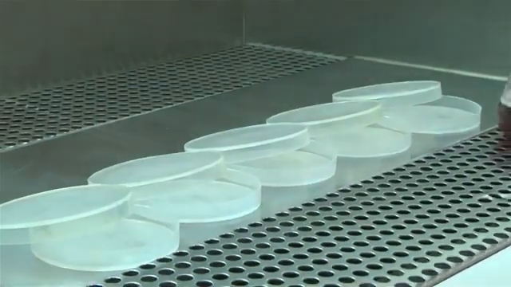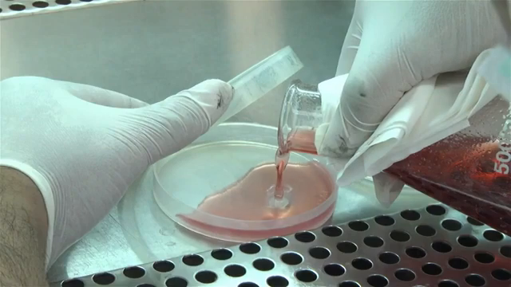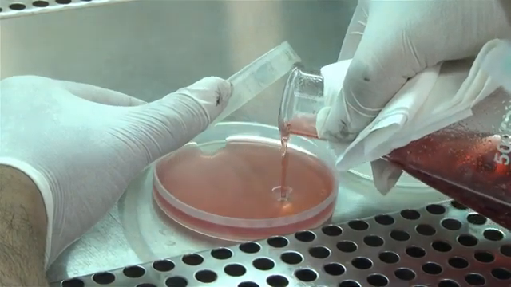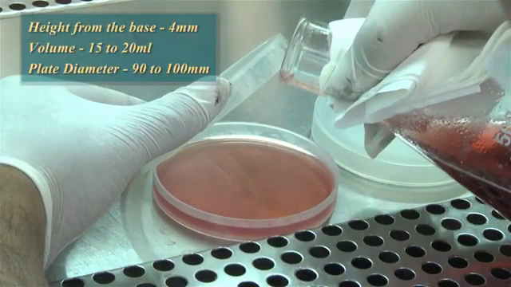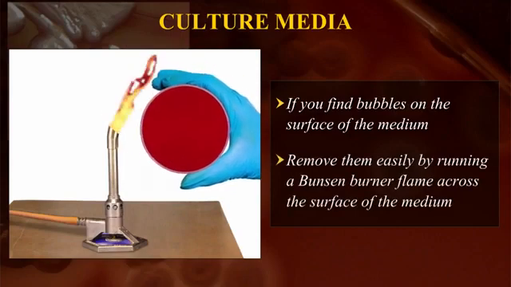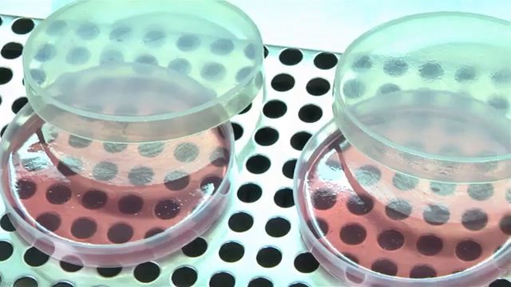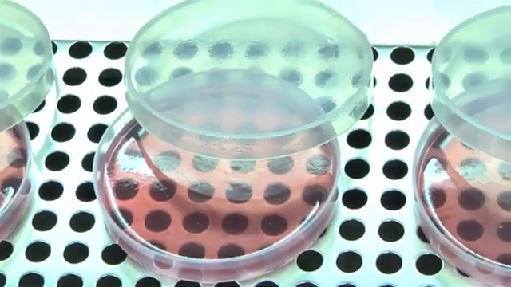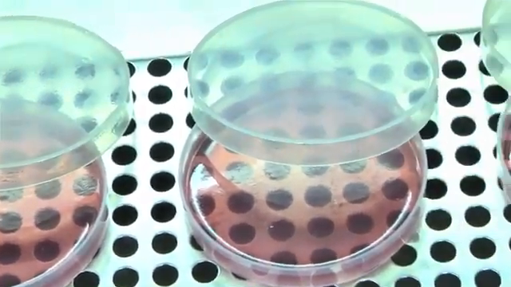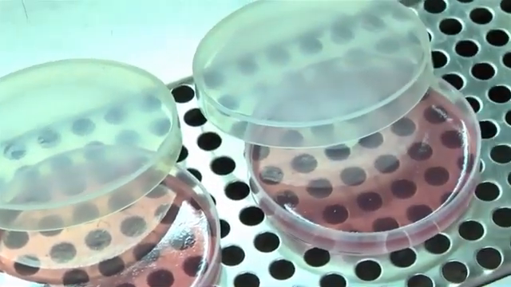For distribution into plates, the melted sterile medium is poured on a flat surface. Pour such a volume that the medium is about 4 mm in height from the base of the plate. The plates are left undisturbed till the medium is set. If you find bubbles on the surface of the medium, remove them easily by running a Bunsen burner flame across the surface of the medium. All poured plates should have even depth and formed firm gel. The surface of the agar plates should be smooth and free from bubbles.